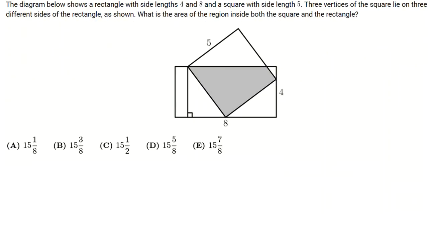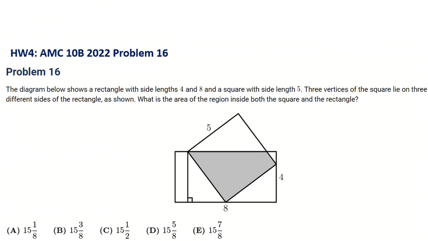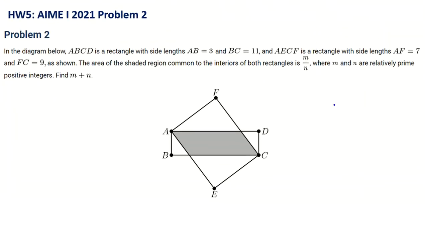It's homework 5. This problem is from AIME 1 2021, problem 2. Again, you should calculate the area of the shaded region.